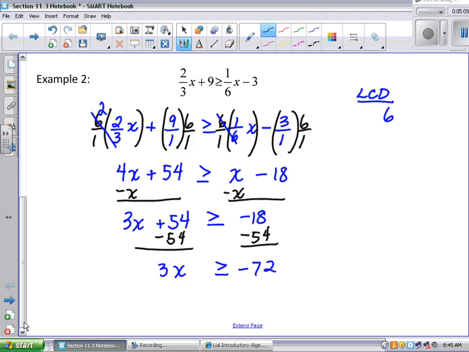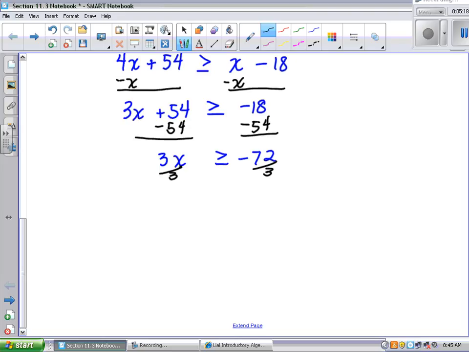And to get x by itself, we're going to divide each side by 3. Again, this is a positive 3, so we don't have to worry about changing the direction of the inequality sign. We get x is greater than or equal to negative 24.